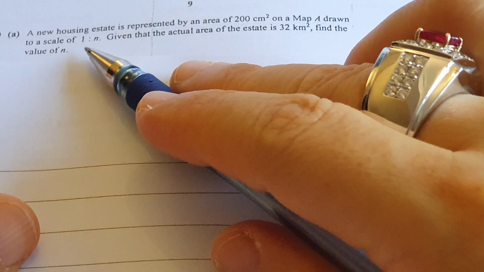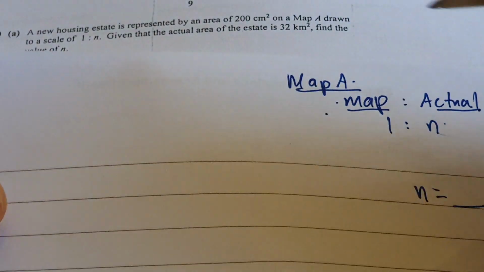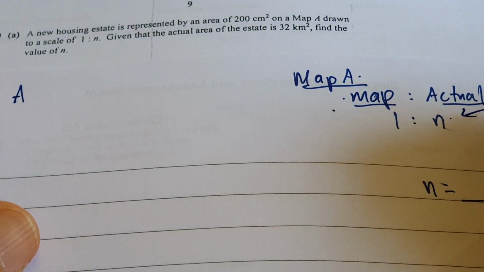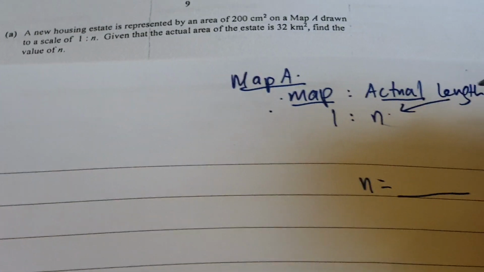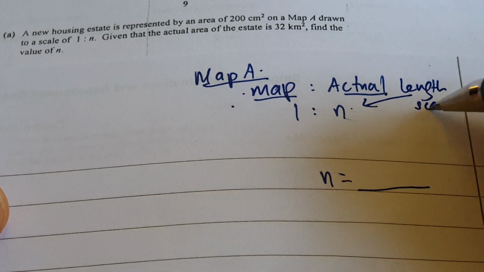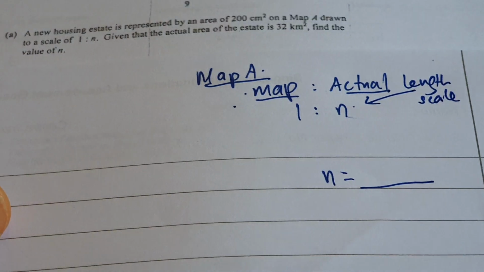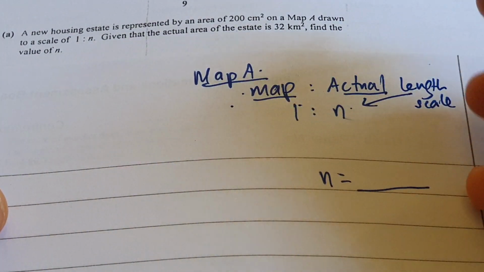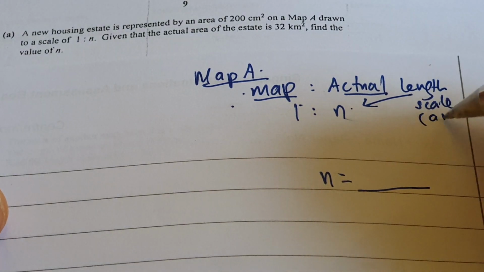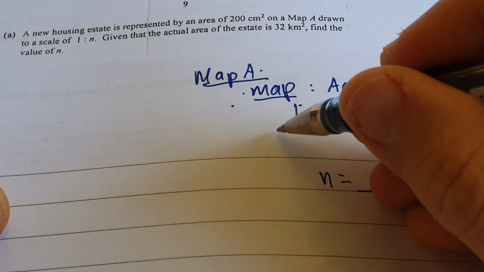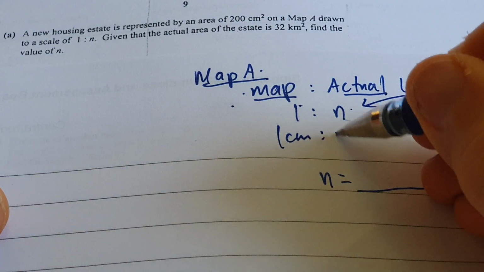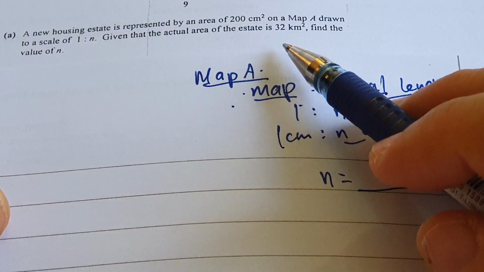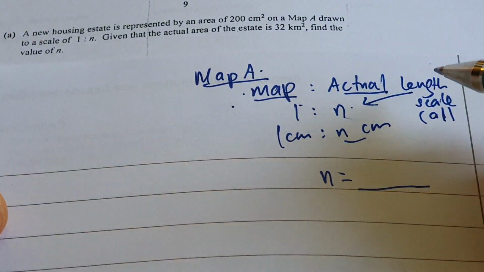Now the question didn't give us this length scale. This is what we call length scale. And when it's presented to us in this form, 1 is to something, you must understand that they are all in cm. 1 means 1 cm and n means n cm. So you have to change later everything here to cm. Okay, so that's the first thing you need to know.